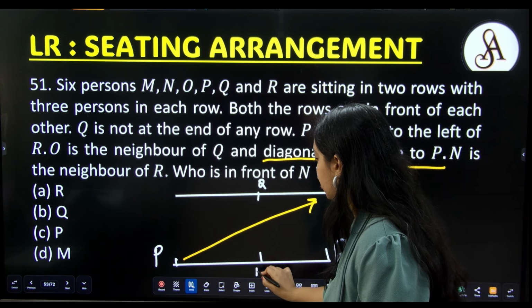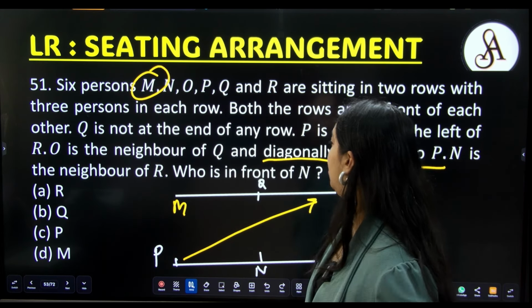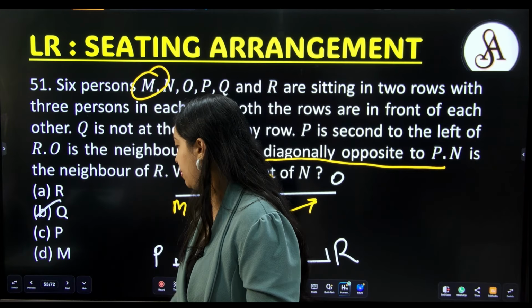N is neighbor of R. So we'll fill N. Who is left out in the arrangement? Only M is left out. We'll put M here. Who is in front of N? This is the answer. Who is in front? Q is in front. Option B.